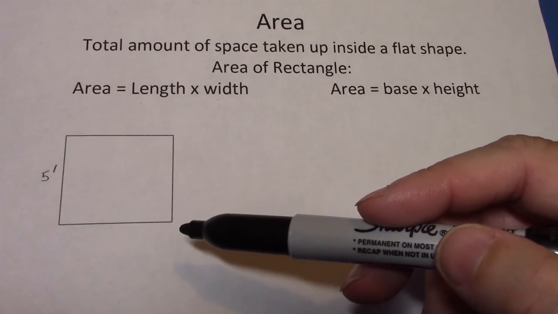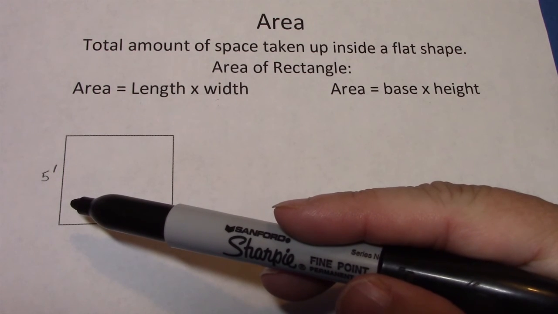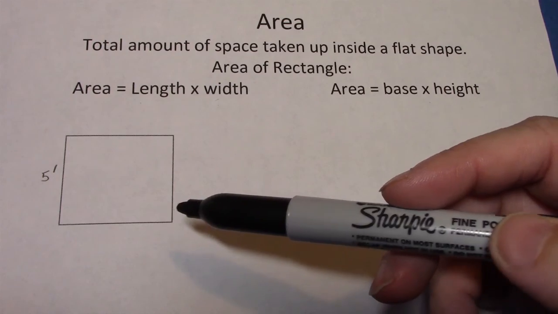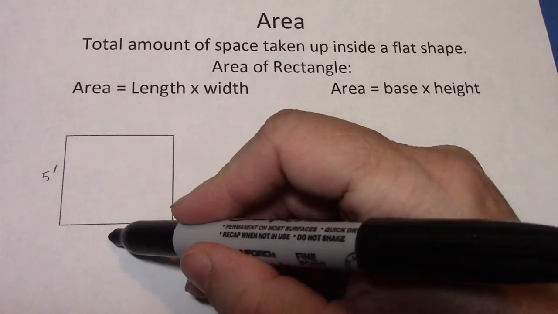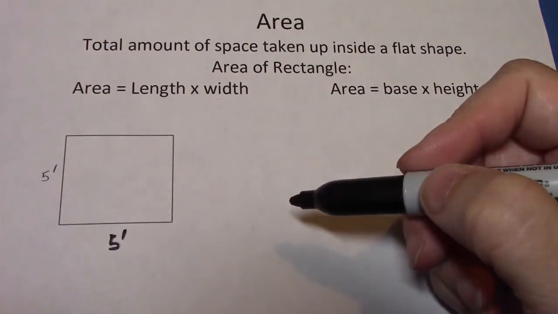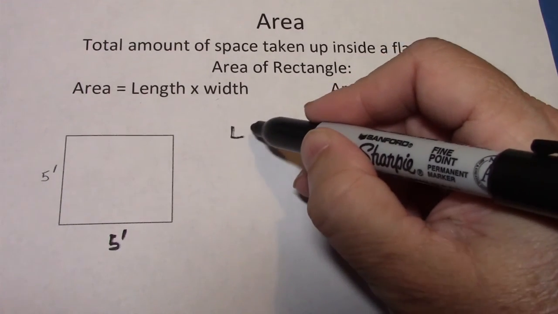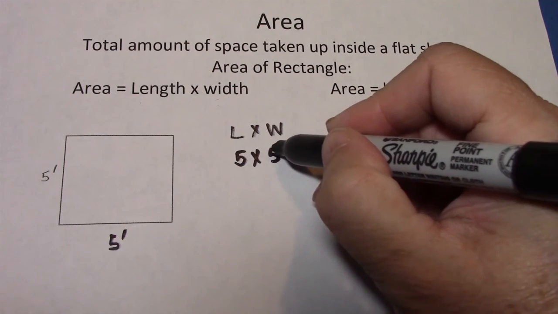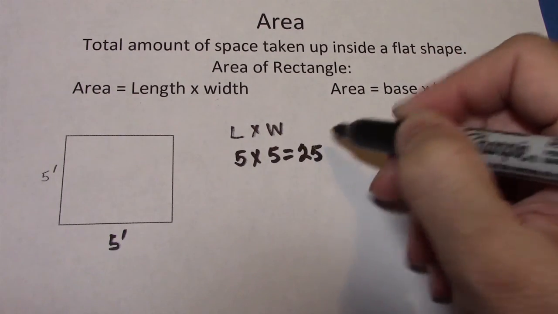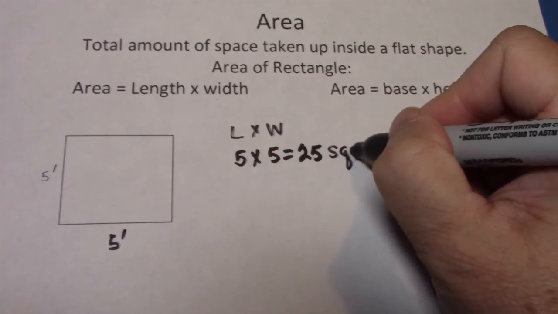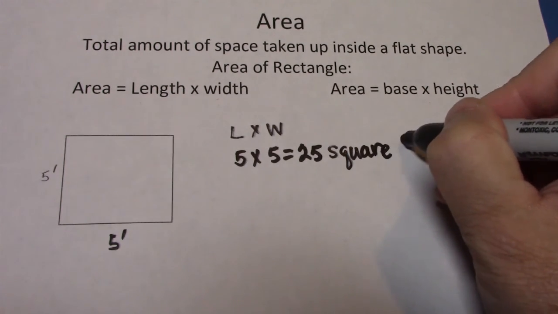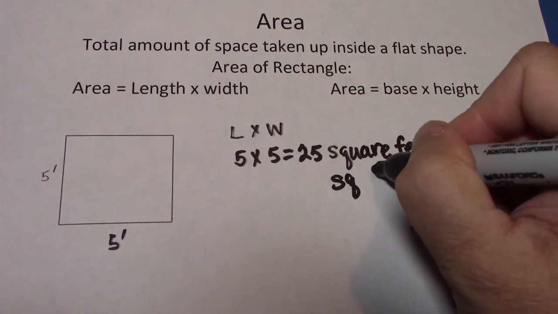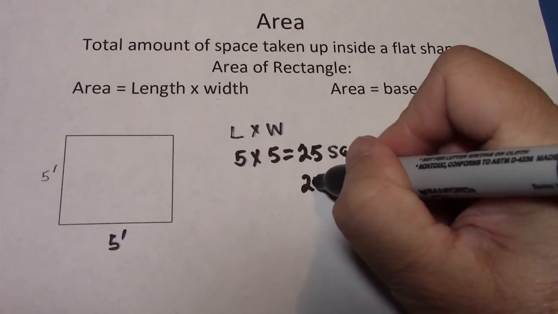So this figure is a square with sides that are 5 feet. We know that all the sides in a square are equal, so this is also 5 feet. If we're looking for area, length times width is 5 times 5, which is 25, and we say square feet, or sometimes we abbreviate that as sq ft.